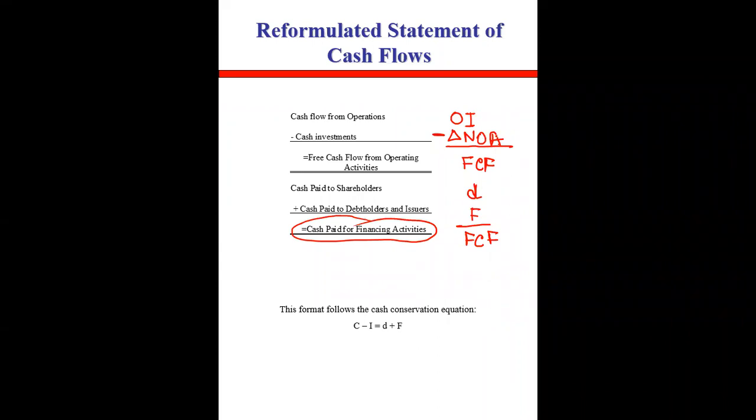Okay. And alternatively, free cash flow is the available cash flow for the fund providers after making all the necessary investment. So fund providers can be categorized into equity holders. Fund providers can be categorized as debt holders. So you see, the reformulated statement of cash flows will follow this structure, and you can verify this equation from here. And we mentioned that this equation is the cash conservation equation.